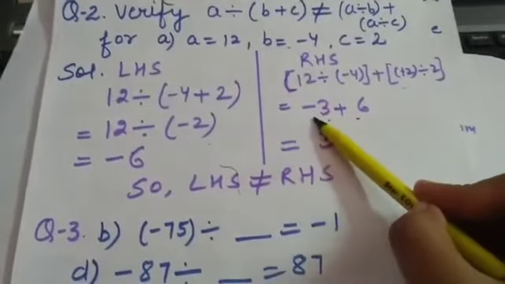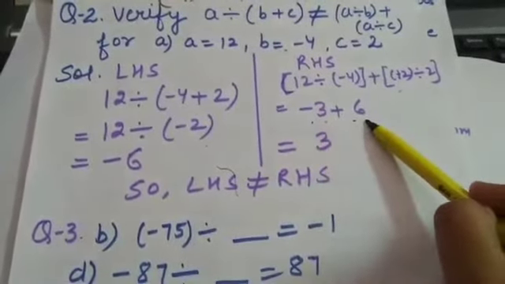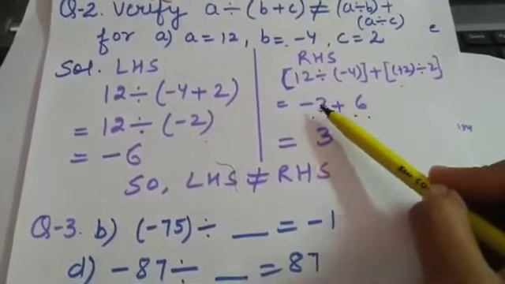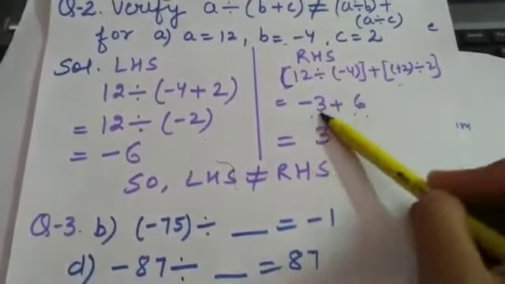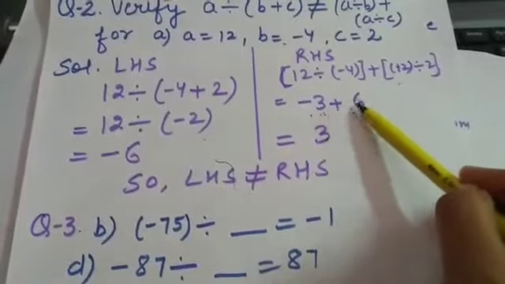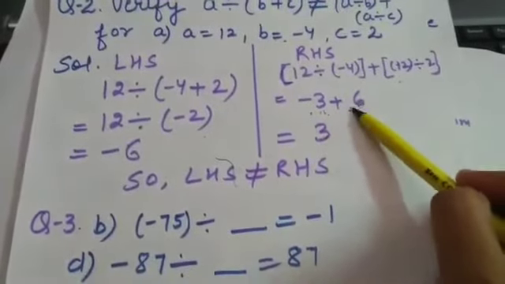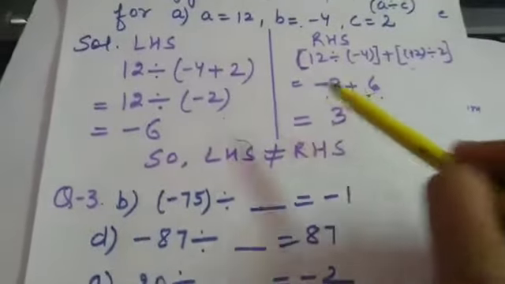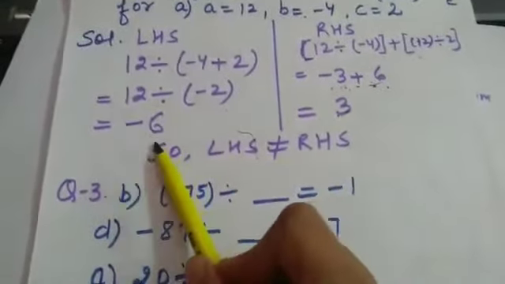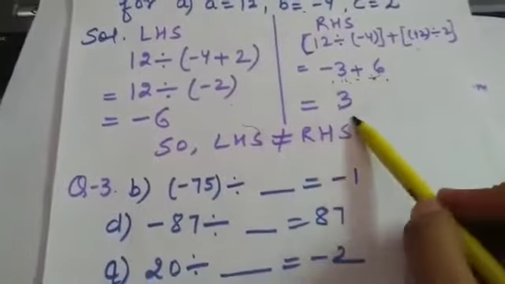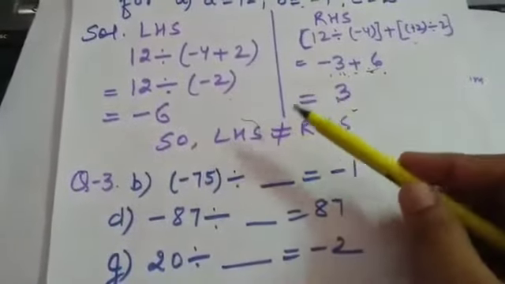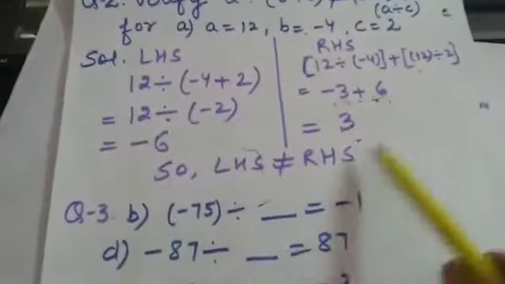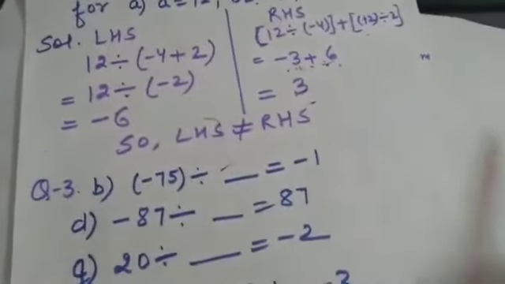So one is negative, one is positive. For the answer you only have to subtract the smaller from the larger number, and for the sign you have to write the sign of the larger number. Here 6 is greater, and 6 is with a plus sign, so it will be plus. So here we can see that LHS is minus 6 and RHS is 3, so they are not equal, which is what the question is asking. So we can say they are not equal, hence verified.